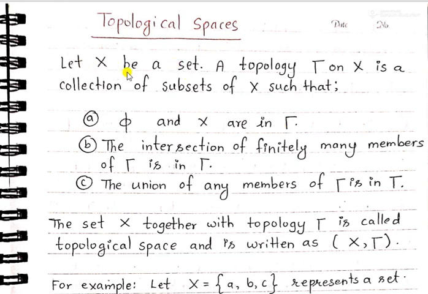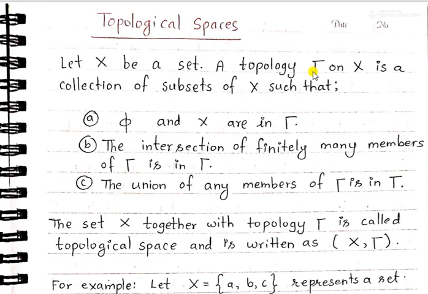As you can clearly see here, let X be a set. Suppose X is any set. A topology tau on X is a collection of subsets of X. So actually we are choosing subsets of that set, such that phi and X are in tau.